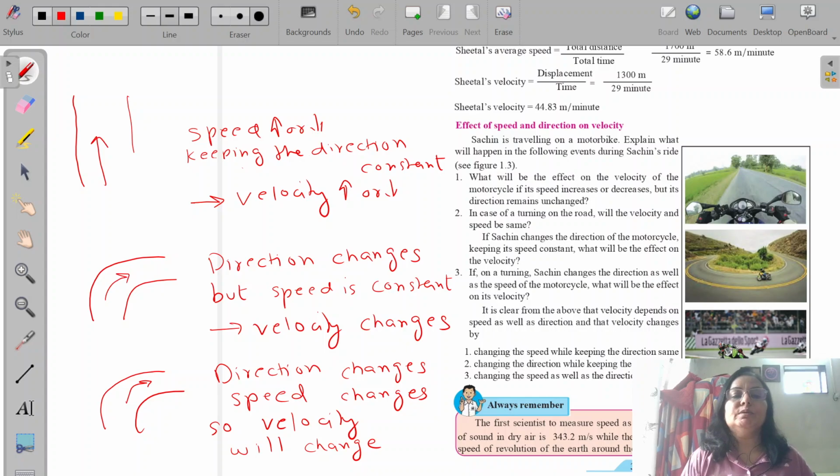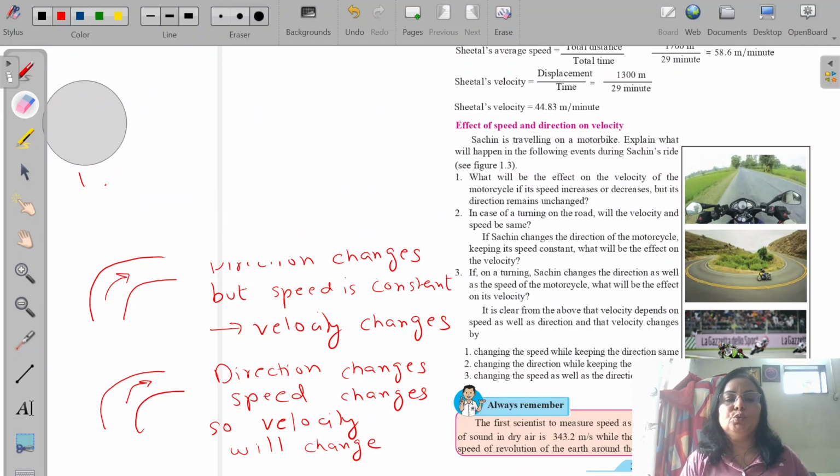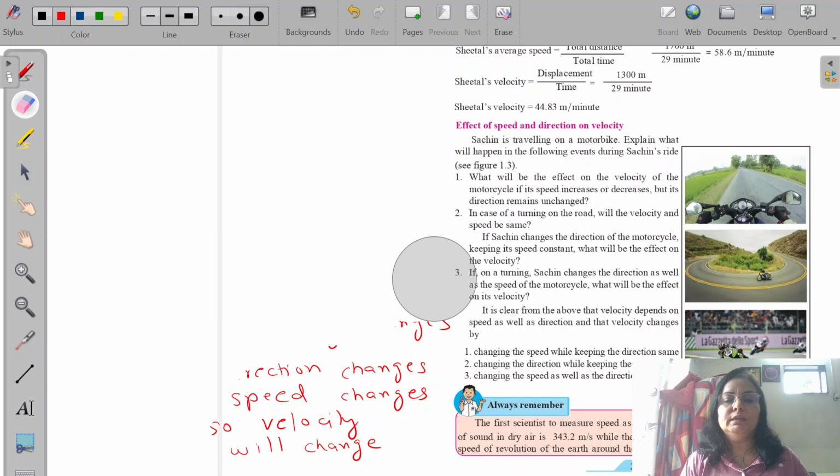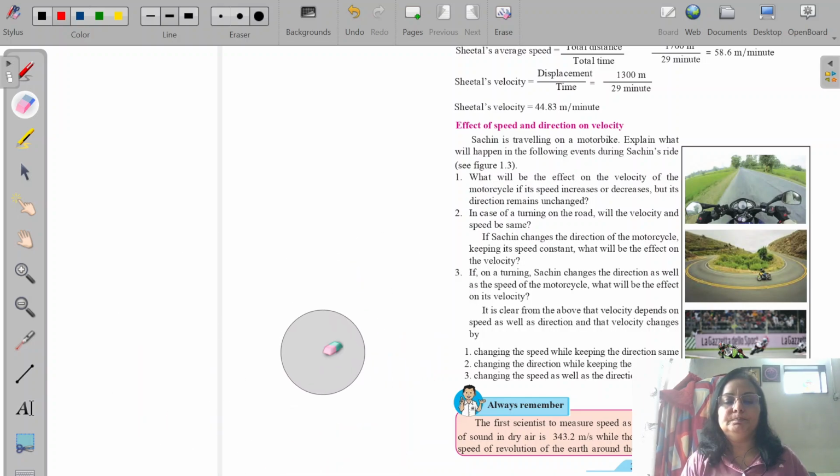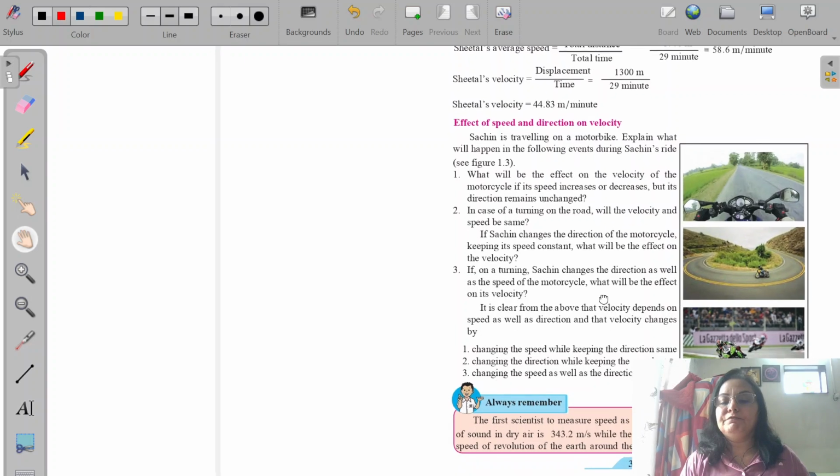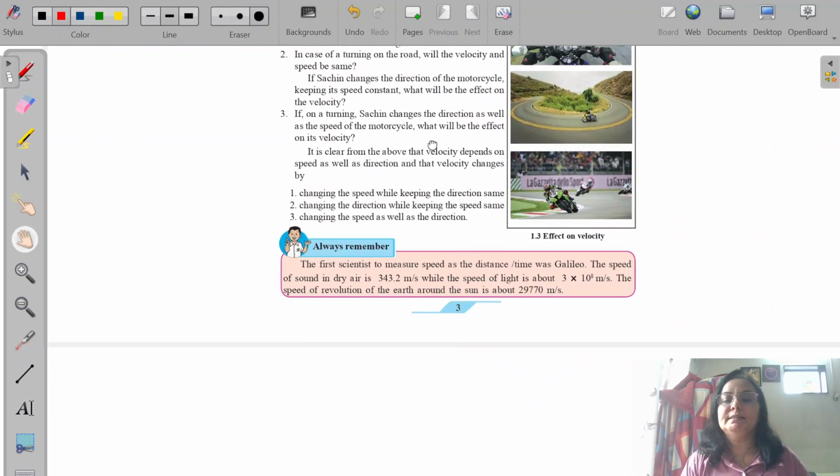So we have described the effect of speed and direction on velocity. Now let's move on to our next topic, uniform and non-uniform linear motion. Before that, there is a small snippet which says that the first scientist to measure speed as distance and time was Galileo.